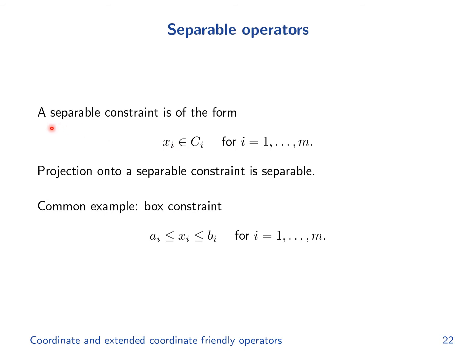We say a constraint x belongs to C is separable if every block x_i belongs to a separate set C_i. Then projecting onto C decomposes into a sequence of independent projections onto the C_i's. The simplest example of separable constraints is the box constraint, where every x_i has its own lower bound and upper bound.